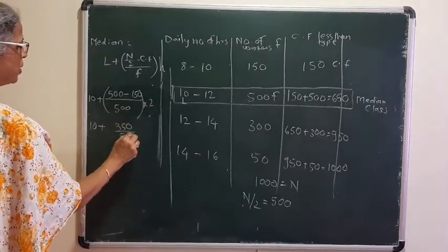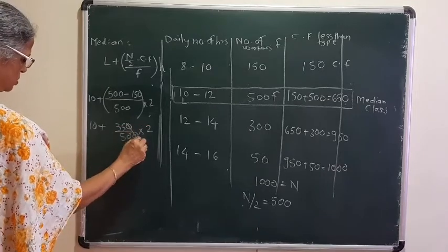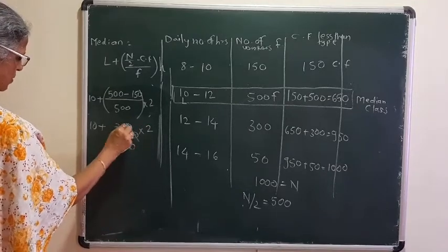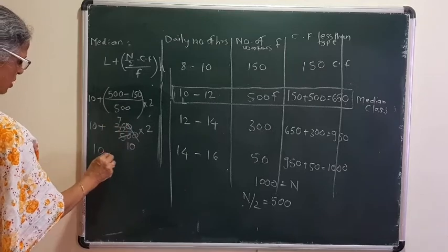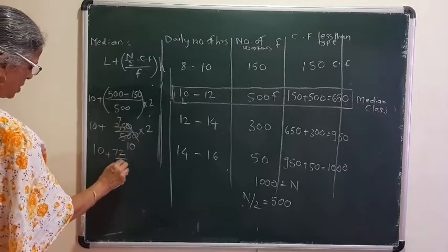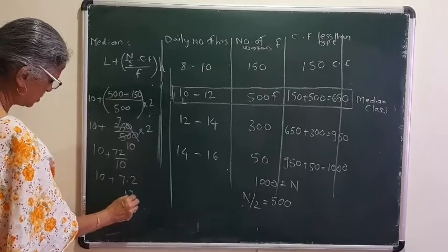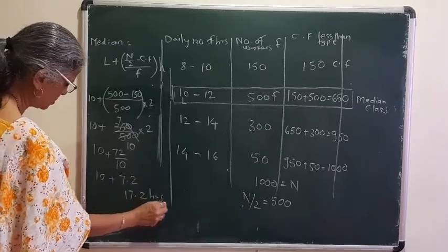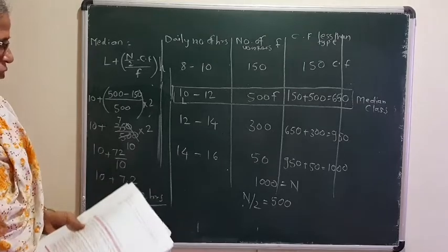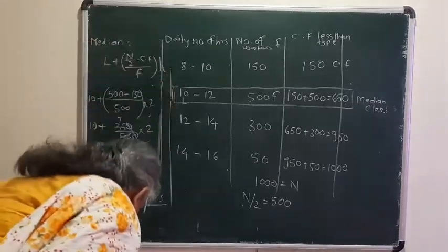350 divided by 500 into 2, so cancel this. 5 tens are 50, 5 sevens are 35, so 10 plus 7 upon 10, so 10 plus 7.2, so that will be 17.2 hours. That is the median. Followed? So that is how you are going to find the median.